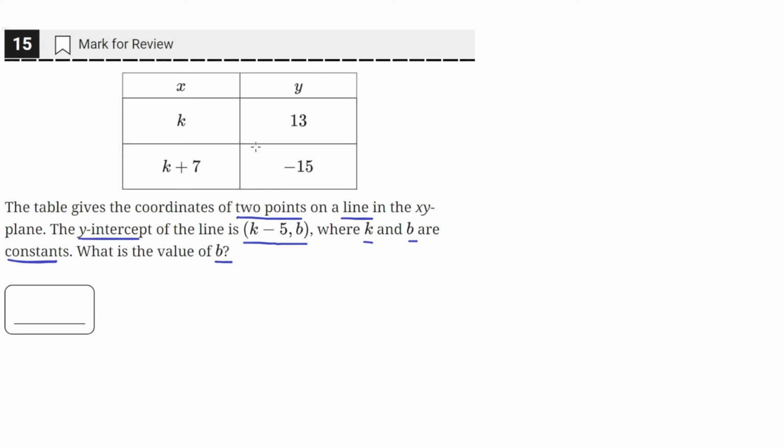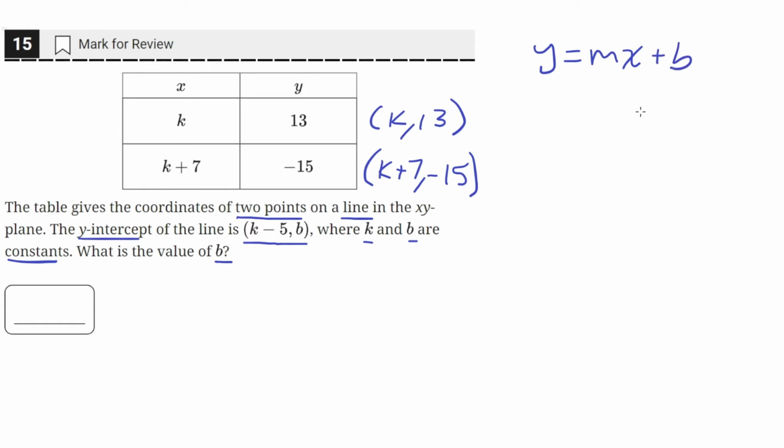Okay, so we have this table that gives us 2 points, (k, 13) and (k plus 7, negative 15), that are on a line. We'll say this line is y equals mx plus b. And this b in the y-intercept is also this b here, since the b term in y equals mx plus b is the value of y at the y-intercept, and here b is also the value of y at the y-intercept.